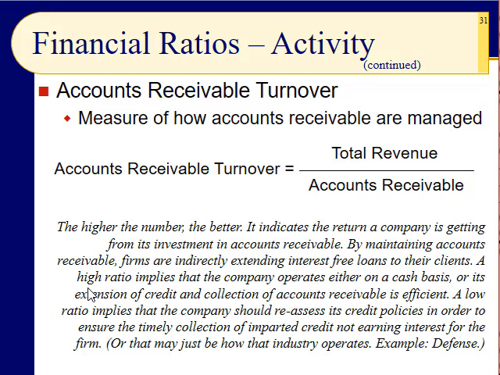A high ratio implies that the company operates either on a cash basis, for example, Starbucks, right? You don't send them the coffee and then they pay you 6 months later. Or its extension of credit and collection of accounts receivable is efficient. A low ratio implies that the company should reassess its credit policies in order to ensure the timely collection of impartial credit, not earning interest for the firm. In other words, we don't want deadbeats out there. We don't want people we send the product to and they pay us 6 months or a year later. But that's just how some industries operate.